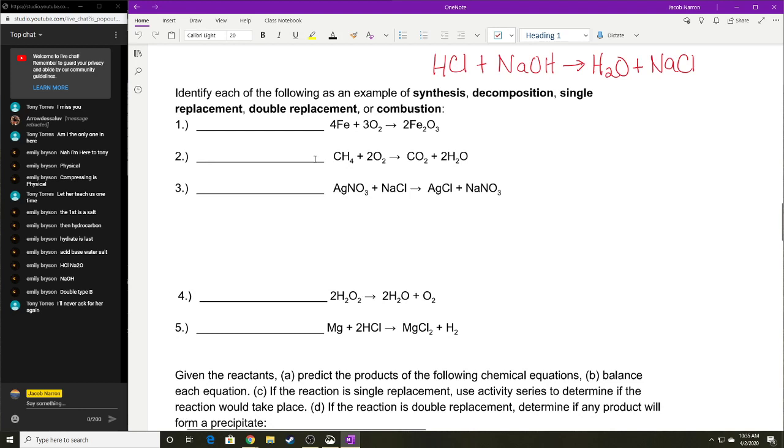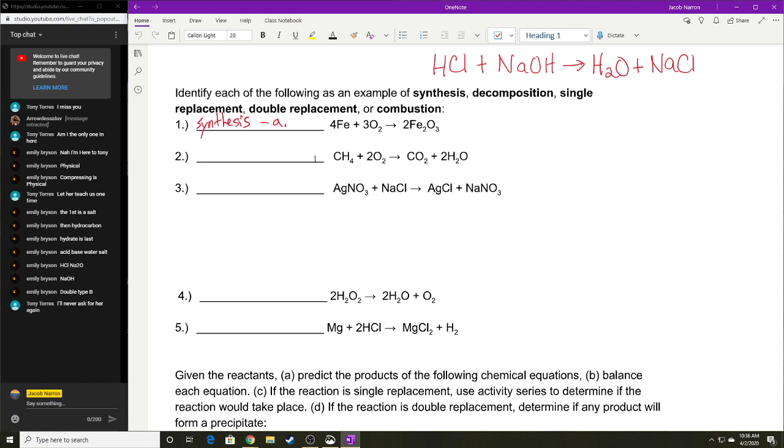Identify the following as synthesis, decomp, single rep, double rep, or combustion. I am going to be really specific here, but because I didn't ask for it in the instructions, you don't have to be specific with types, but I do think it's good for you. Looking at this first one, you start with two things, and then you combine them together into one thing. Probably synthesis. This is going to be a synthesis reaction, and I can see this is actually synthesis type A, because you start with two separate elements. Iron is an element, oxygen is an element, and you combine the two together.